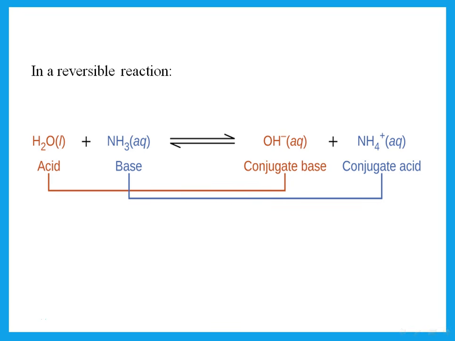Now, in the forward reaction, the ammonia is acting as a base because the ammonia accepts H plus ions from water and becomes NH4 plus. So we call the NH4 plus the conjugate acid. This is because when we go backward, then the NH4 plus will give up its H plus ion, so it will act as an acid, and the hydroxide ion will gain an H plus ion, so it acts as a base.